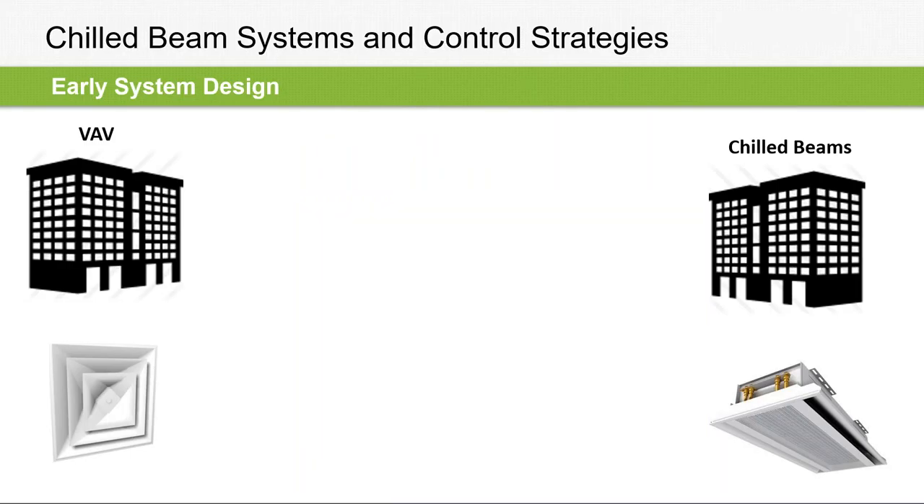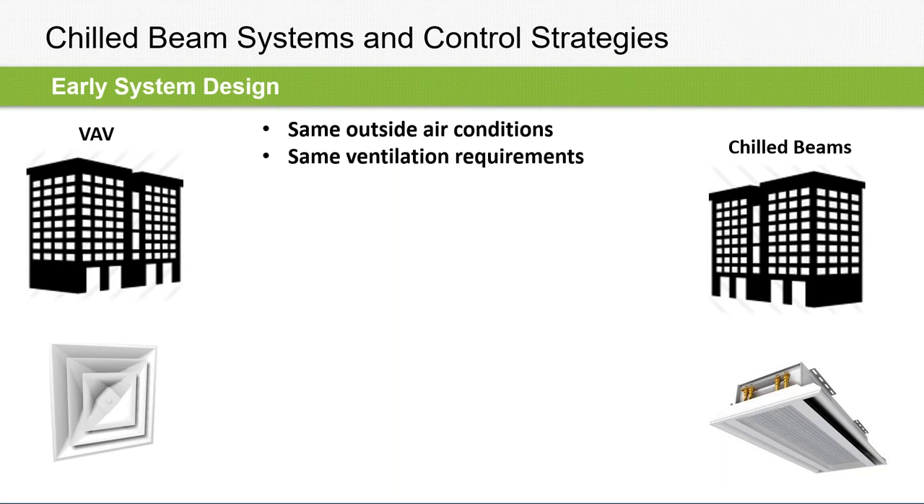If you're considering a different system, you maybe haven't selected your system yet and you're considering chilled beams, one way to think about the system is that you have the same building. That means you're in the same location, with the same outside ambient air conditions, same ventilation requirements, same occupancy, same plug loads. All the stuff that's going on inside the building has not changed. The only real difference is the system you're using to treat those loads. You also have the same cooling and heating loads, plug loads, occupant loads, everything else going on in the space.